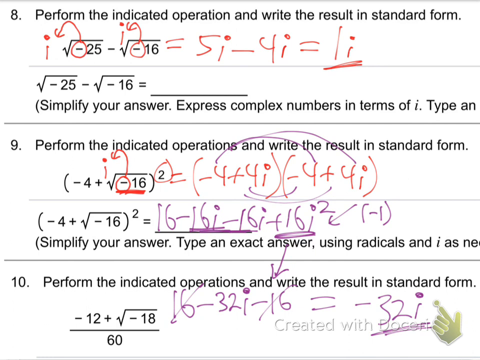Let's do one more. We good to there? Number 9. Am I rushing you? So let's try number 10. There it is on the board. Do this there on the screen. Do the same thing. So start with that negative inside that square root.